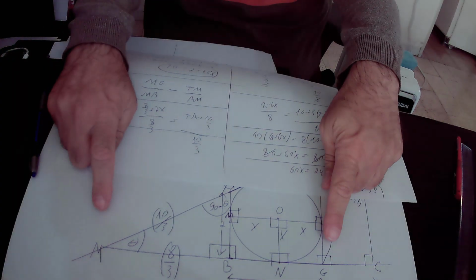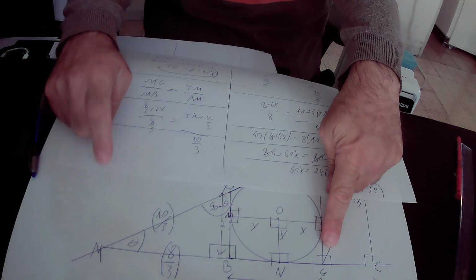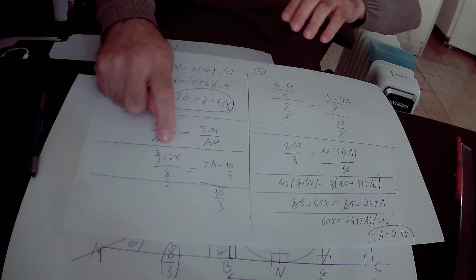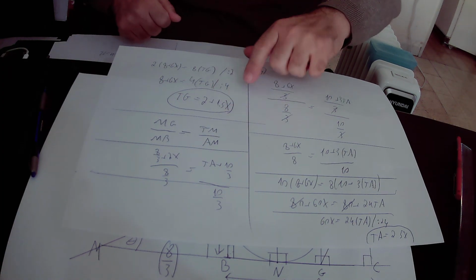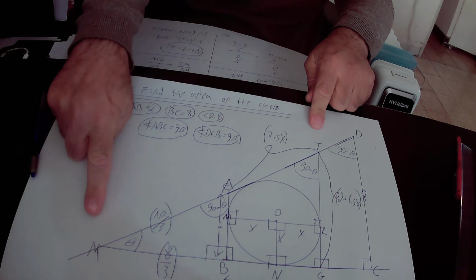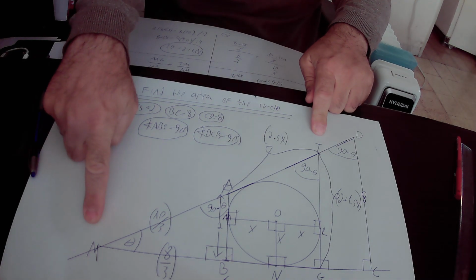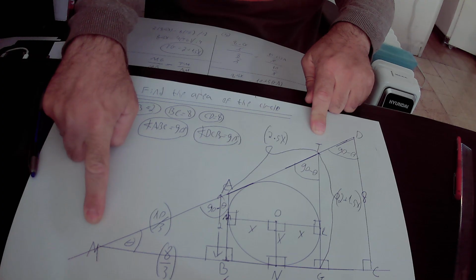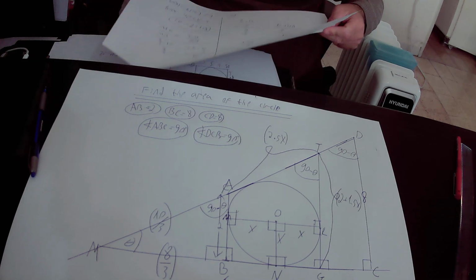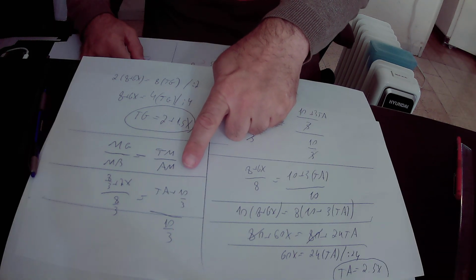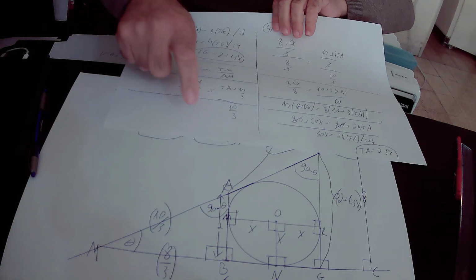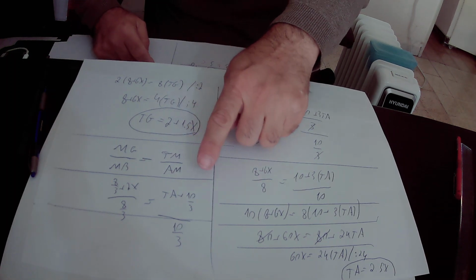I've already explained that MG is 8 over 3 plus 2x, so we substitute MG by 8 over 3 plus 2x. MB is 8 over 3, and it is equal to TM. What is the length of TM? From the diagram it is very easy to see that TM equals TA plus AM. That is to say, TM equals TA plus AM, which is 8 over 3. So in total, TM equals TA plus 8 over 3. So we substitute TM by 8 over 3 plus TA, over MA. MA is 8 over 3, so we substitute MA by 8 over 3.